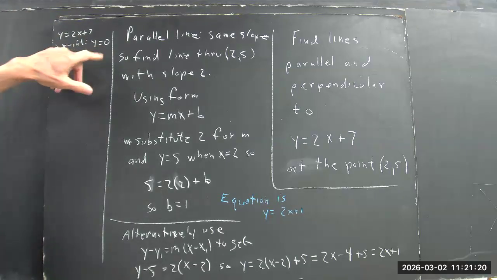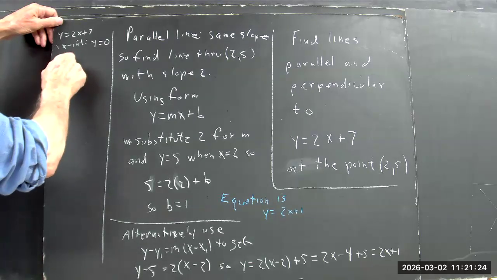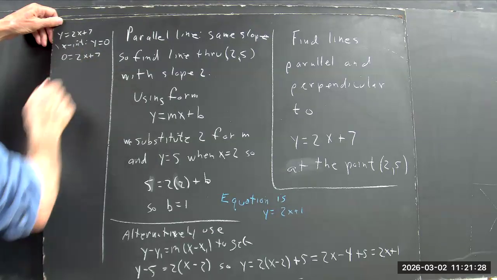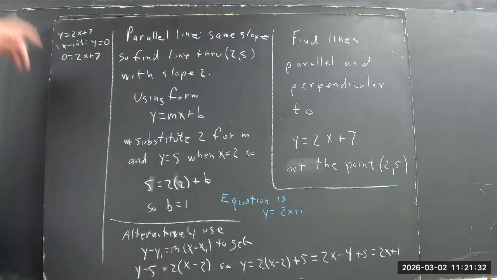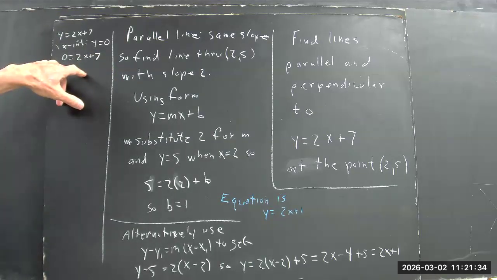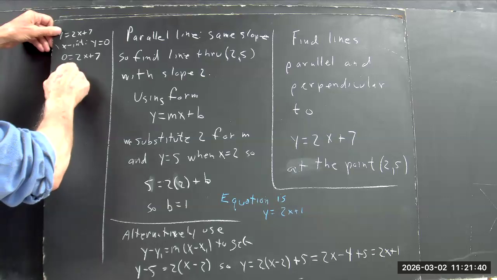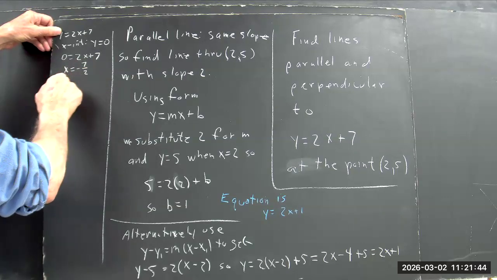The x-intercept occurs when y equals 0. If we substitute y equals 0, we get 0 equals 2x plus 7. Again, I'm not going to go through the details of solving this. We just add negative 7 to both sides, and we get 2x equals negative 7, and x is going to equal negative 7/2.